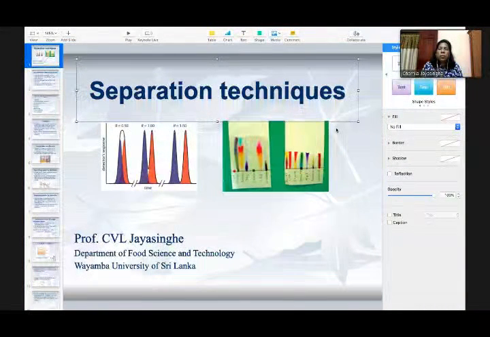So now you can understand that there should be a separation technique. How can we separate the fat from the butter, the cake sample? Initially we have to do the separation, and only then can we go on to the next step.